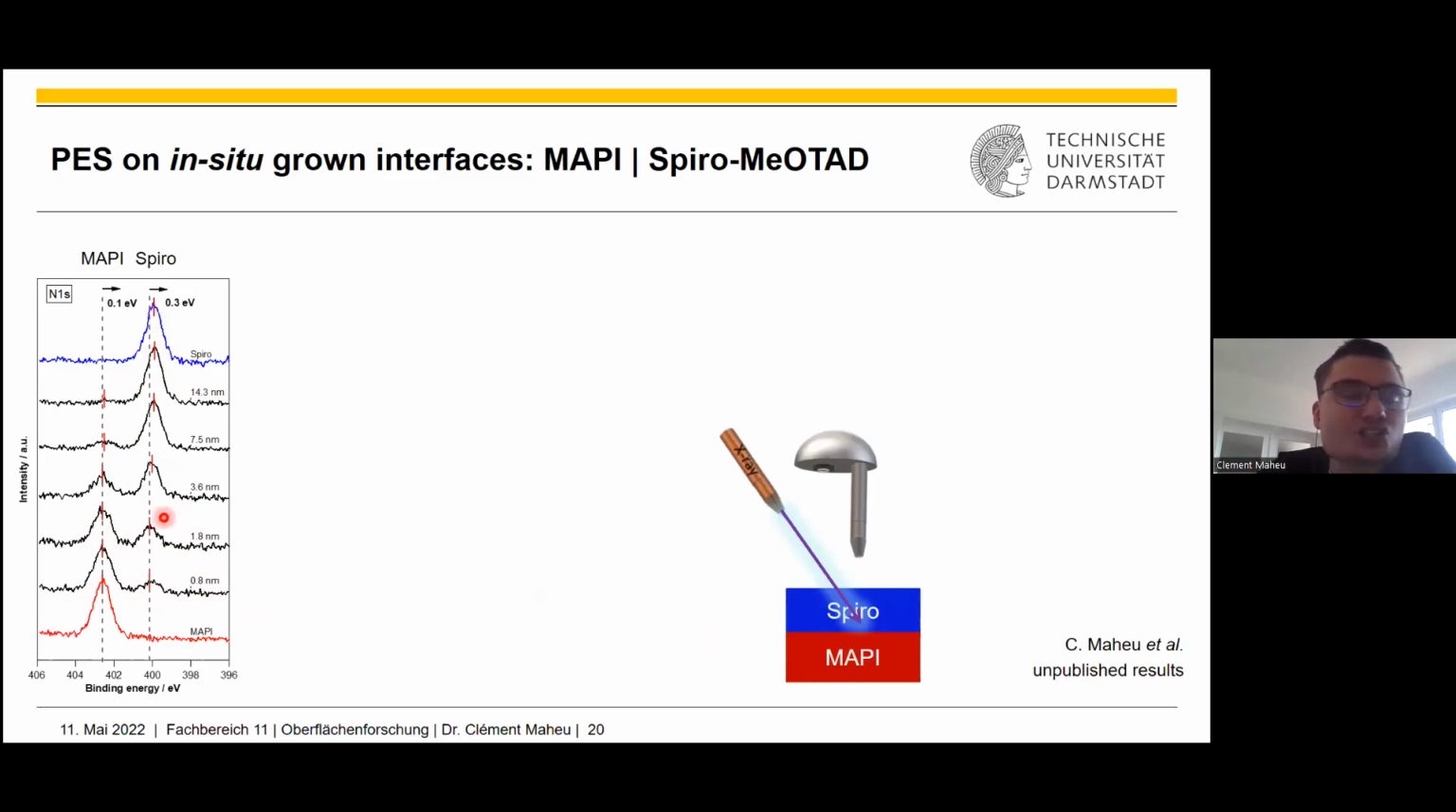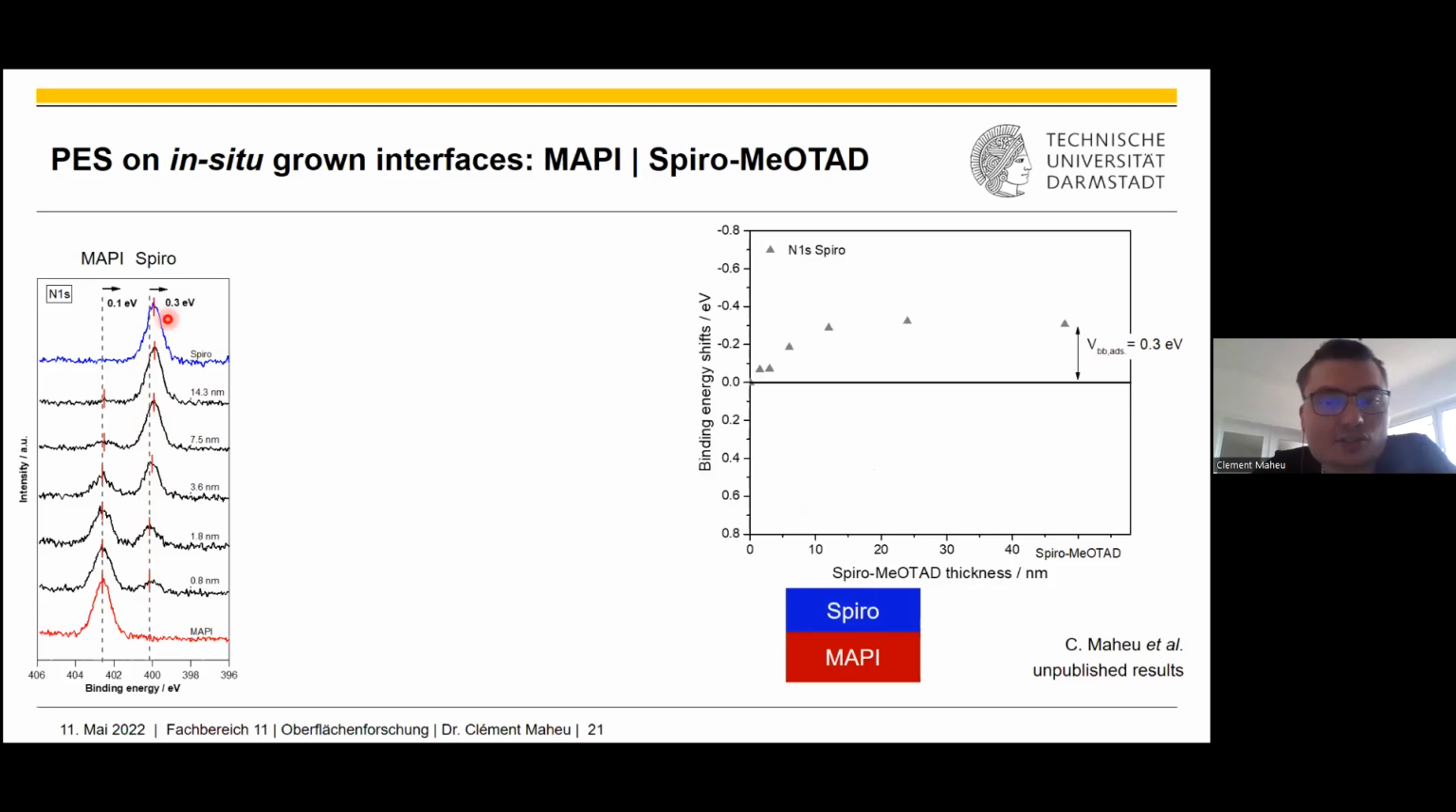And again, you can check the binding energy shift of your different peaks. And here you can see that if you follow the spiro peak, you have a shift to lower binding energy of 0.3 electron volts. And this indicates a band bending at the interface of your material. So when you're far away from the interface, you are 0.3 electron volts off the reference binding energy that you measured when you were at the interface.